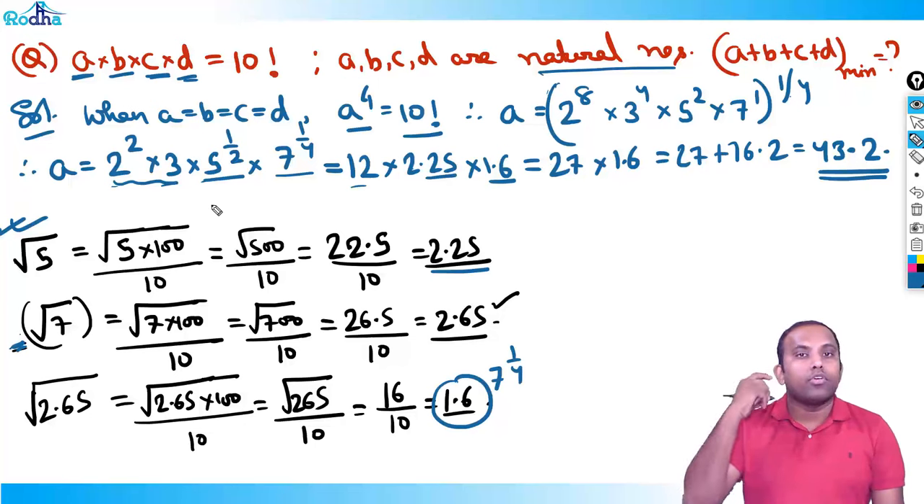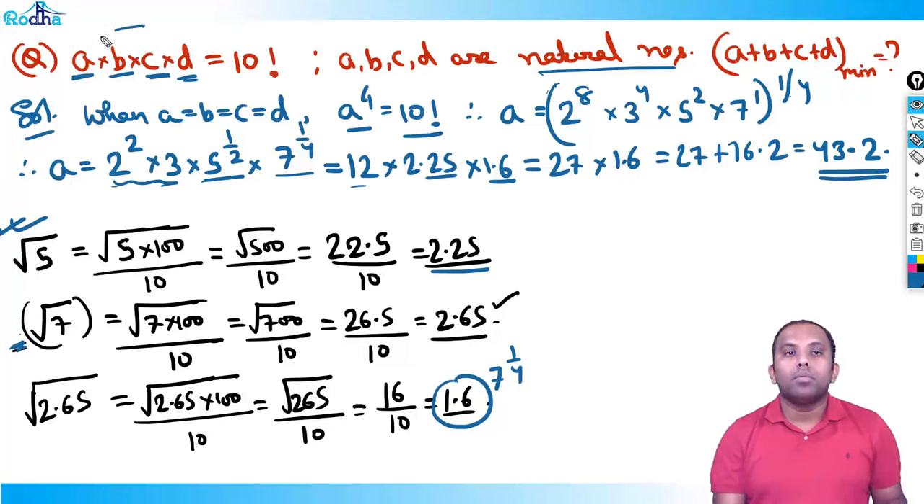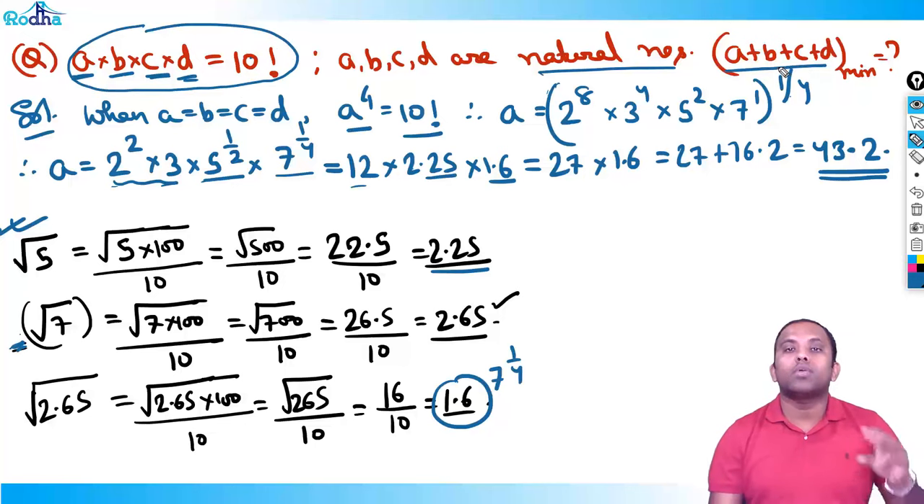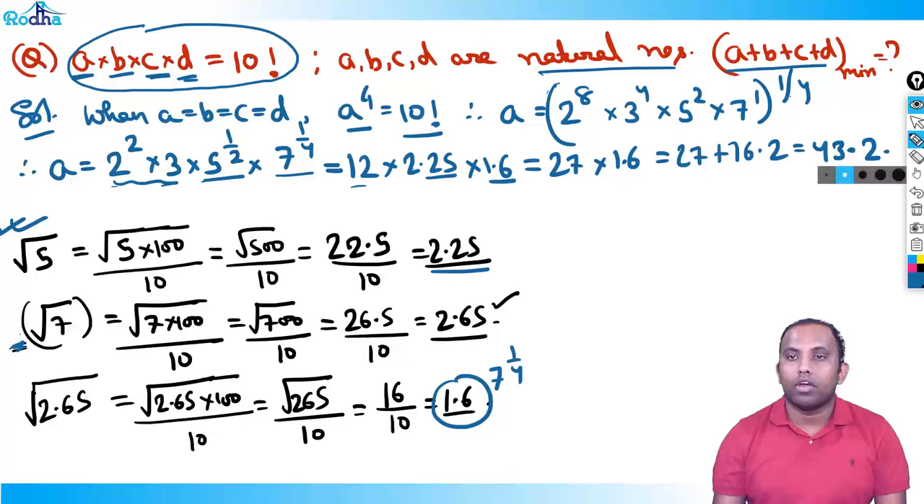That means I have to think for all the numbers in and around 43. All the four numbers will be around 43. Sum is a constant, product is a constant. Sum is minimum when numbers are equal or as close as possible. So when all are equal, the number is 43.2 or around. But since all are natural numbers, all numbers have to be in and around 43. We have to think now, so how to think?